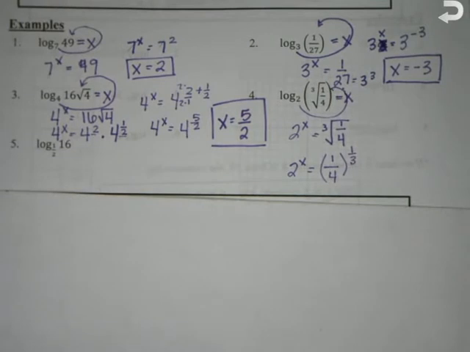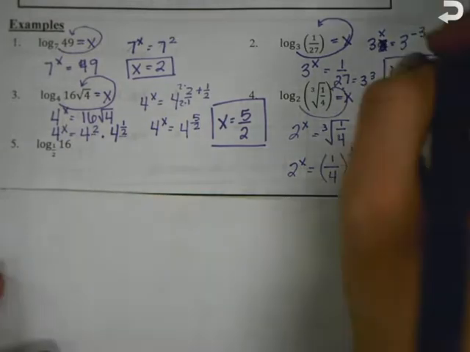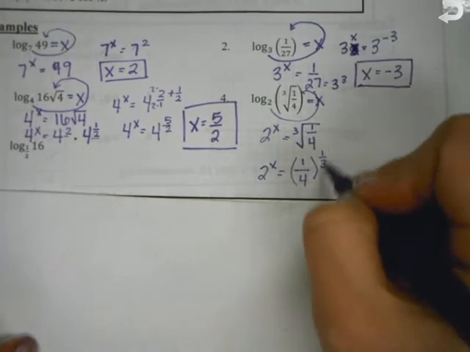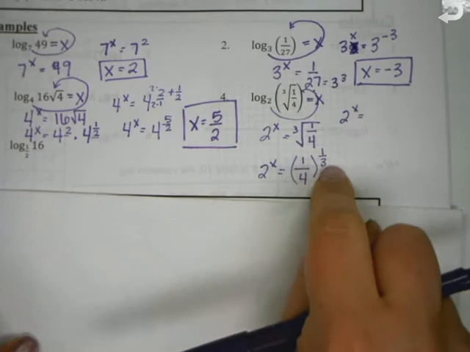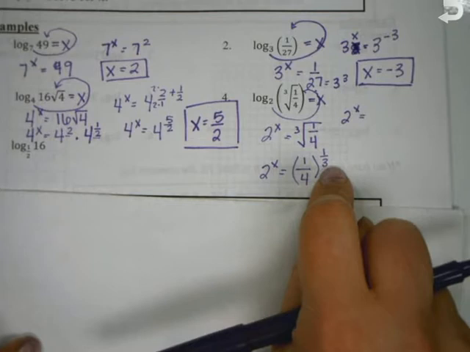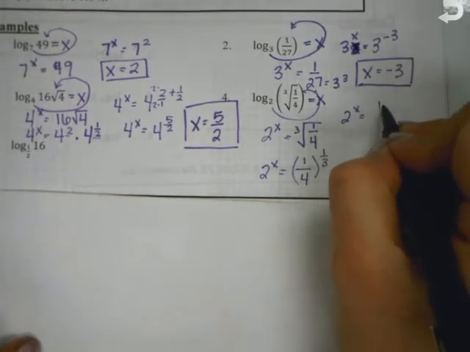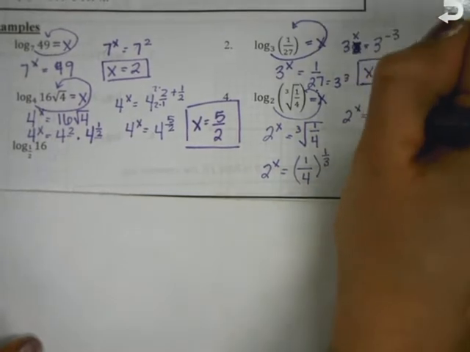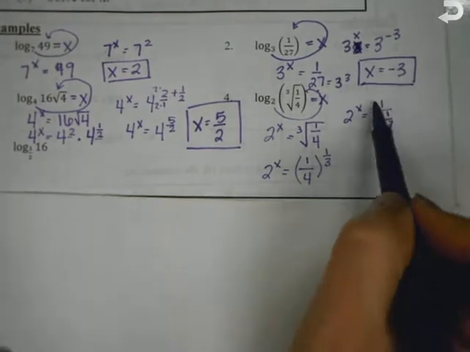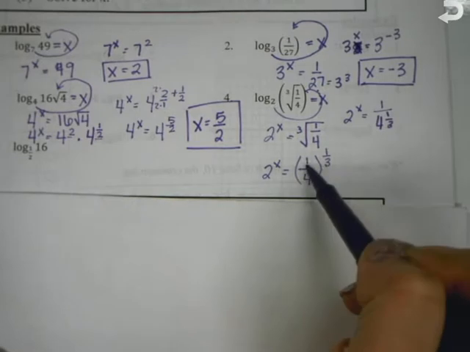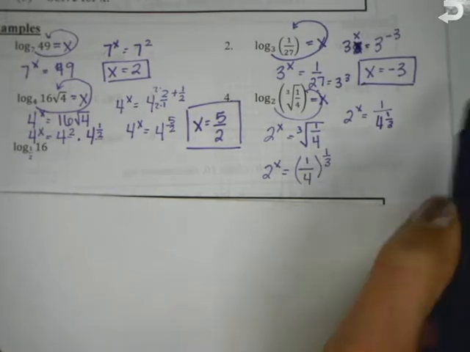Okay. So this is, I'm going to come back up here, 2 to the x equals, what's 1 to the 1/3? Cube root of 1 is 1, right? So is everybody okay with rewriting it like this? Because taking the cube root of 1 is still 1, right? It doesn't change the numerator at all. So we only have to worry about the denominator. Just because the numerator is 1, okay?